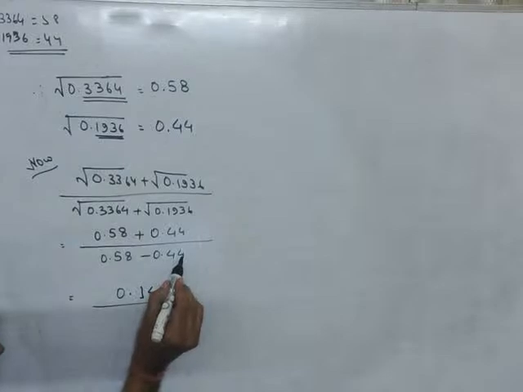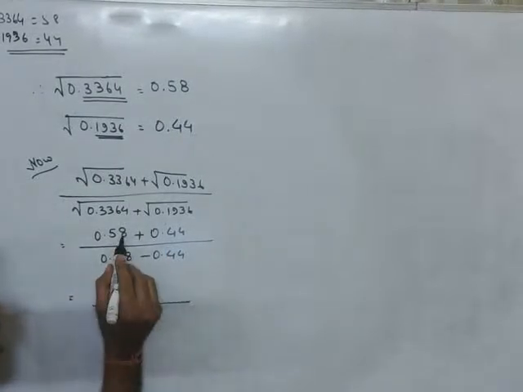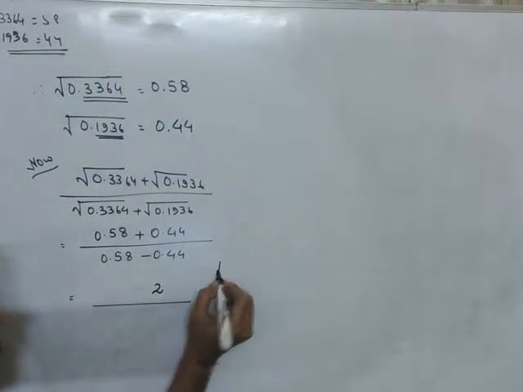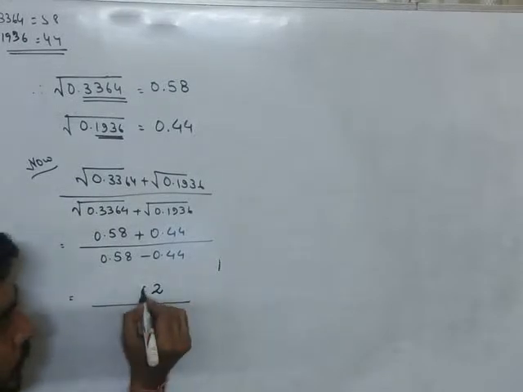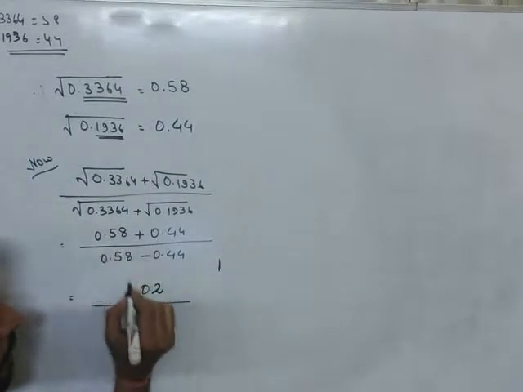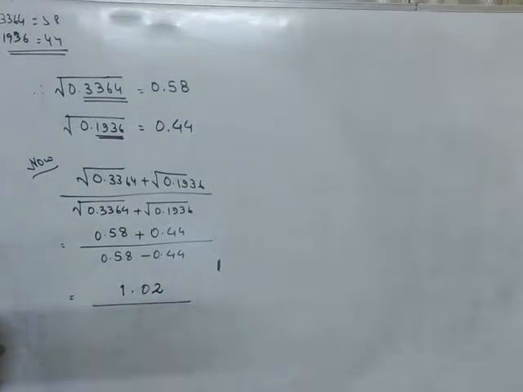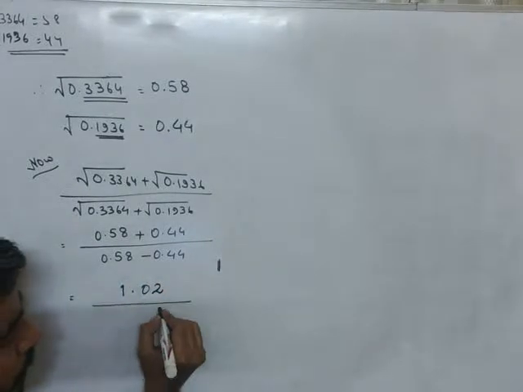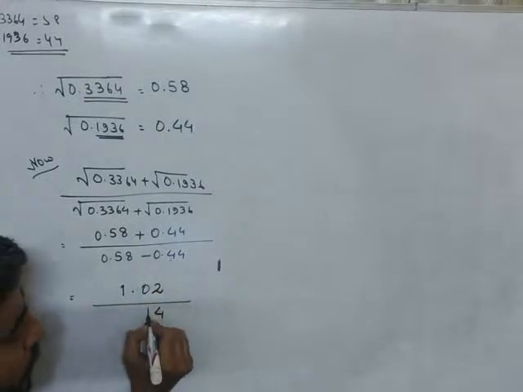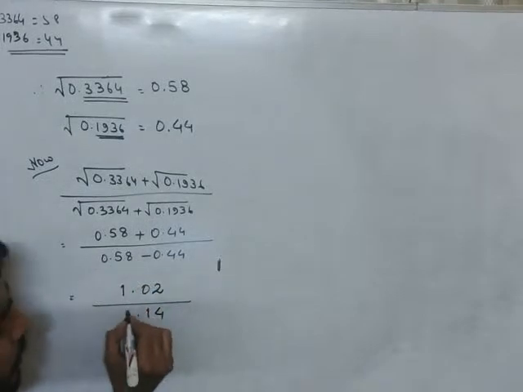For the numerator: 8 plus 4 is 12, carry 1. 5 plus 4 is 9, and 1 is 10, 0 written, carry 1. Decimal and decimal, 0 plus 0 is 0, 0 plus 1 is 1. So I got the answer as 1.02. And in the denominator, 8 minus 4 is 4, 5 minus 4 is 1, and decimal 0 minus 0 is 0.